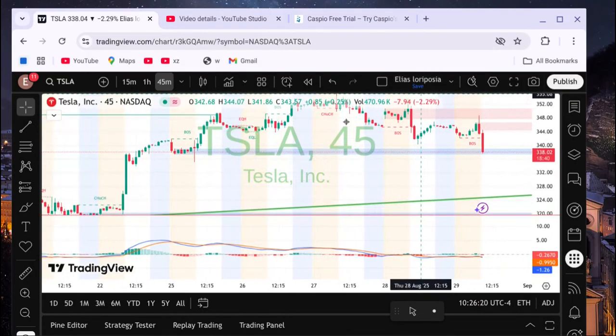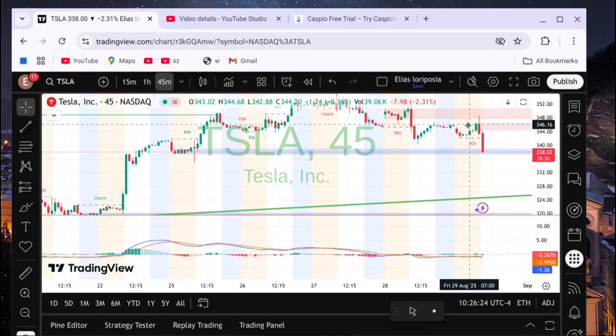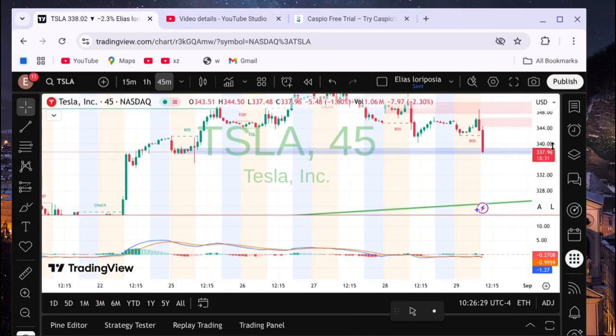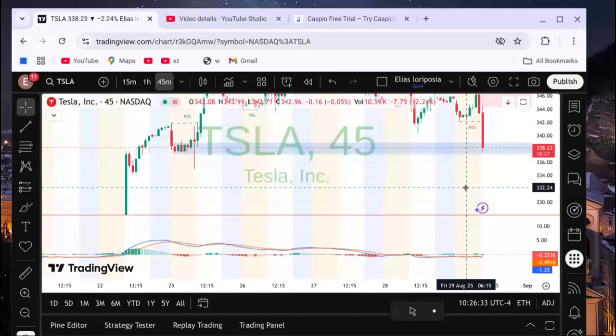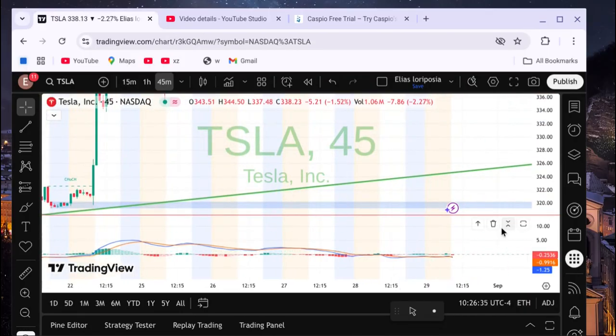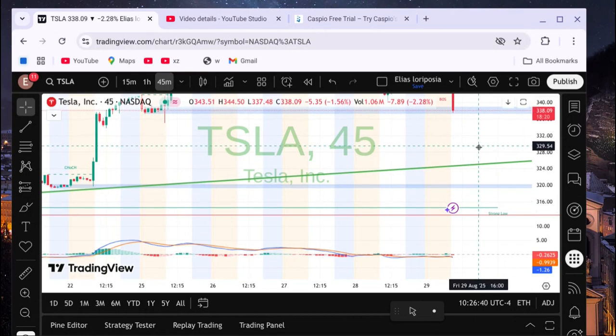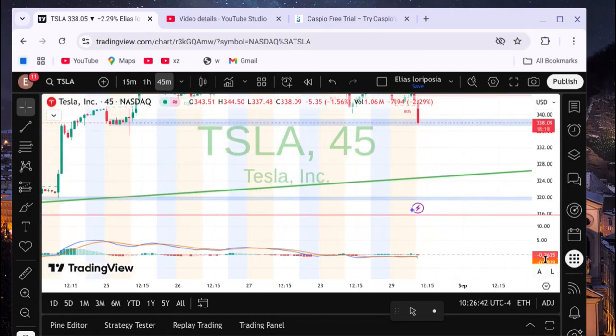On the 45 minute chart, you see the price stepped in at 337 and sent Tesla to 356. So we are watching whether this 337 is going to hold. If 337 holds, it will go all the way to 320. So we have a difference of $15 or $17 which Tesla is going to do.